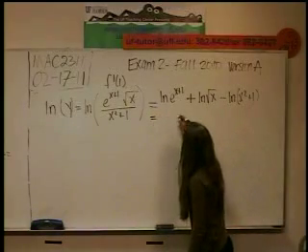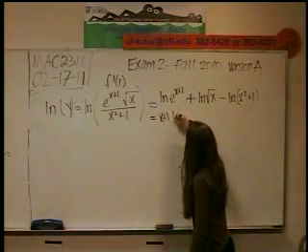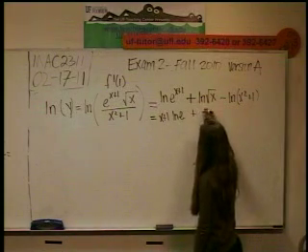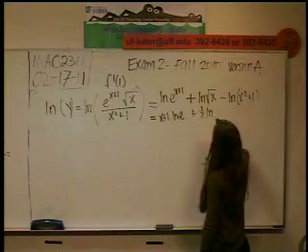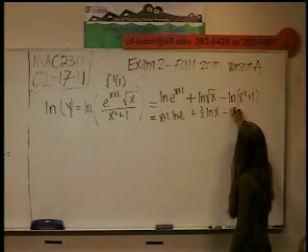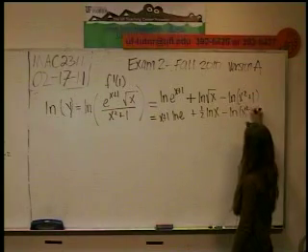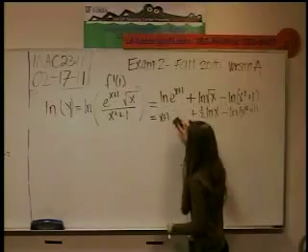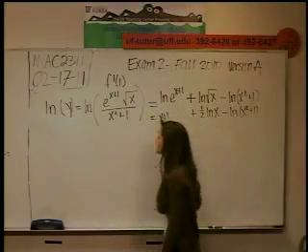And if I want to rewrite this a little more, this is (x plus 1) ln of e plus 1/2 ln of x minus ln of x squared plus 1. And we know that ln of e is just 1, so this becomes x plus 1 there.